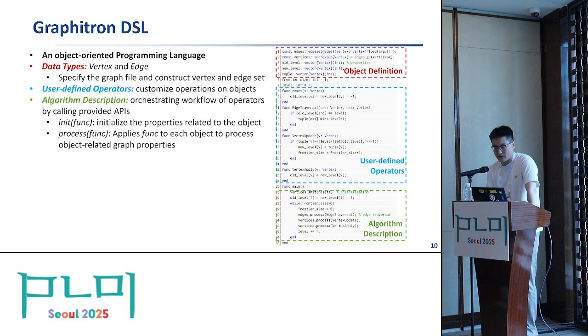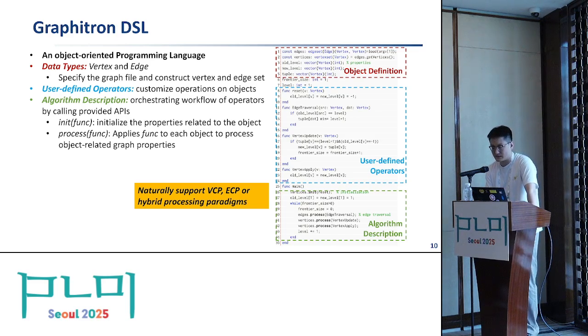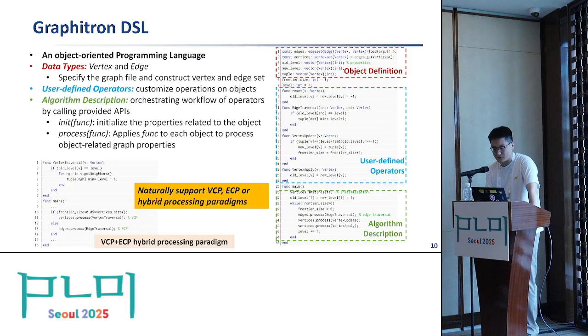In this way, Graphitron can naturally support VCP, ECP, or their hybrid processing paradigms by customizing operators to the edges and the vertices. For example, Graphitron code for BFS with hybrid paradigm is shown in the listing. It implements seamless transition between the VCP and ECP based on the runtime frontier size.